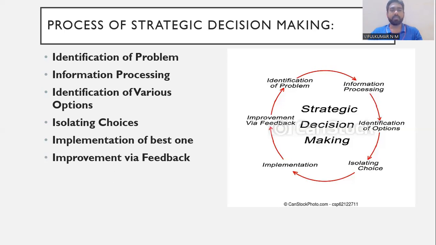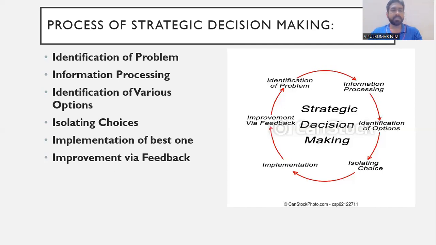After the third step, the fourth step is isolating choices. We know that if anybody is given more choices, that will create confusion and ultimately the person will make a bad choice. So we need to isolate choices. We have to identify the pros and cons of each and every alternative, and we have to find the best one as per our requirement. So that is the fourth step, isolating choices, and we need to find the best choice which is appropriate for our requirement. That has to be identified in the fourth step.